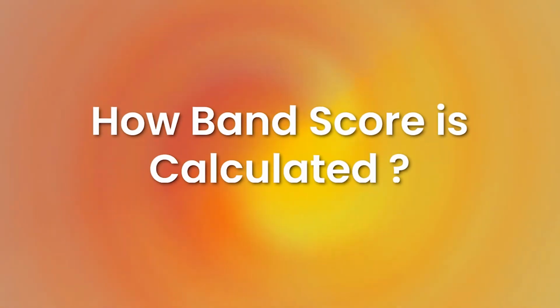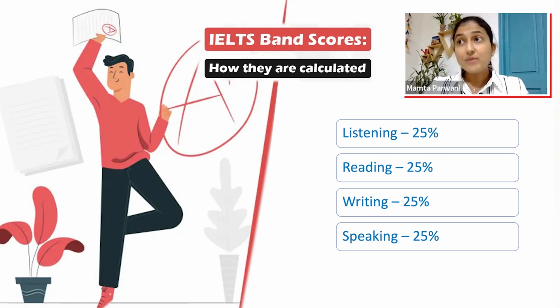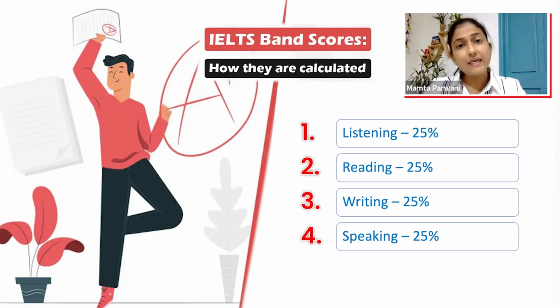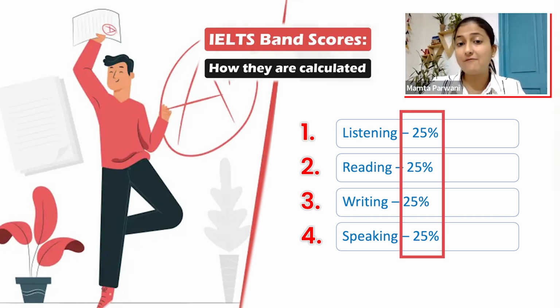Now we have understood what a band score is. Let us now understand how a band score is calculated. As you can see on your screen, to give you a band score in IELTS, they have to balance each module. So it's a very simple logical calculation, okay? There are 4 modules we know: listening, reading, writing and speaking. Each module has an equal weightage of 25%.